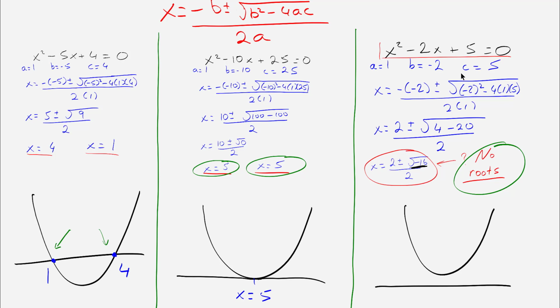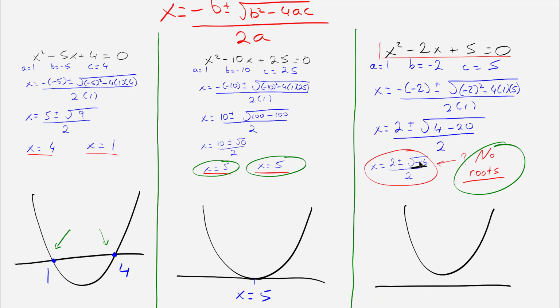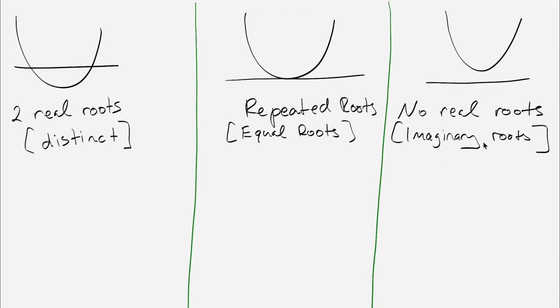So in the third example, why did we get no roots? We had no roots because of the square root of a negative here. So let's put that down. We had no roots because we had the square root of a negative.